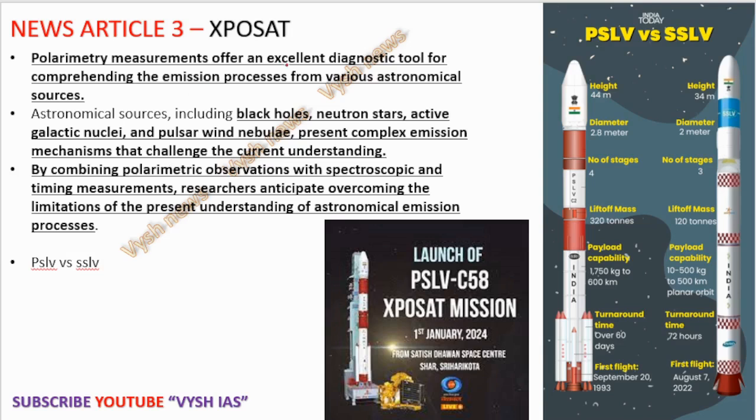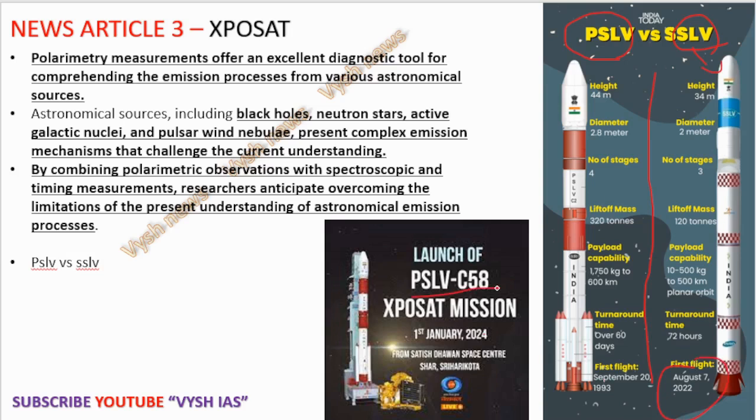And you are using the PSLV vehicle. PSLV is the most used launch vehicle which we have. Then we have this new SSLV. I have given a basic comparison, you can just go through it. The number of stages is smaller. Obviously, SSLV means it is the smaller one, so everything will be a little smaller. The weight capacity will be lesser, everything will be lesser, and it's newer also. The first flight was on August 7, 2022. These basics you should know.